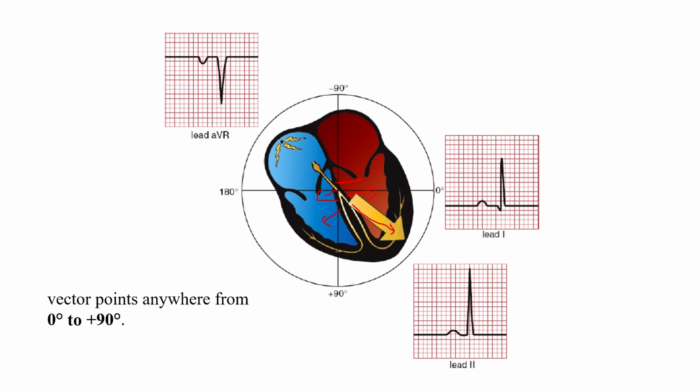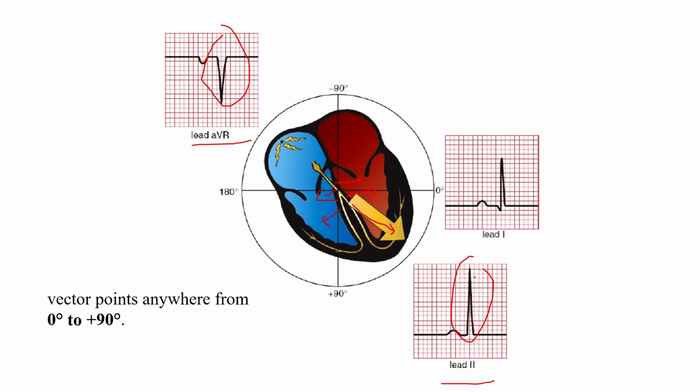We had lead 1 here, lead 2 here, and lead AVR here. Because it's going away from lead AVR, normally, we will see negative QRS complex. Because it's coming in the same direction of lead 2, we will have a positive QRS complex. That's why always, to see any abnormal changes in QRS complexes and P waves, always check for lead 2.